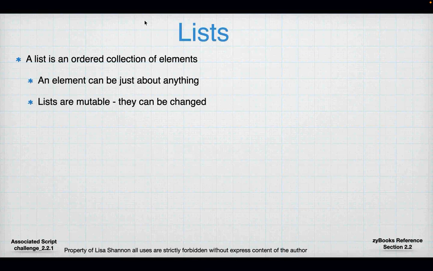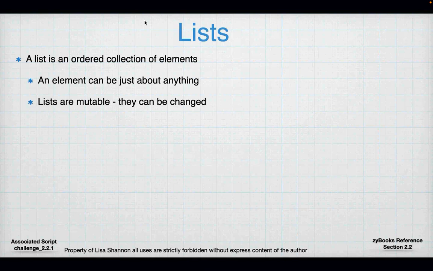So a list is an ordered collection of elements. In our case, we have a string, and a string is an ordered collection of characters. So the characters are the elements. And for a list, an element can be just about anything. It can be another list. It can be a character. It can be a number or a float. It can be an object when we get to module 8 and we're talking about object-oriented Python. It can be a dictionary. It can be lots of things.